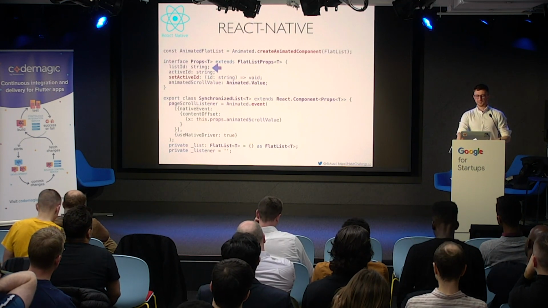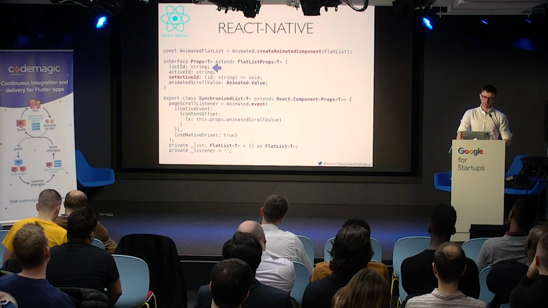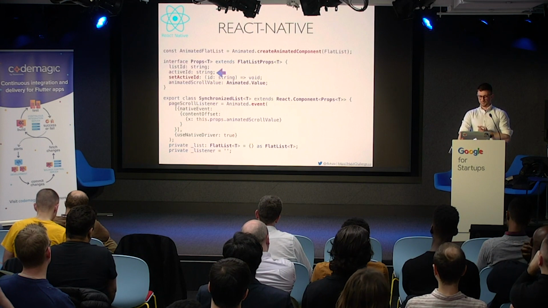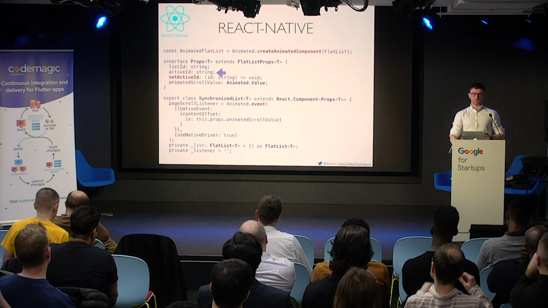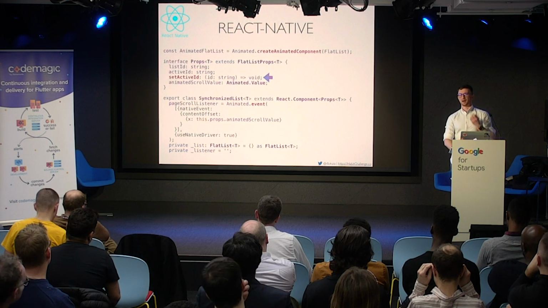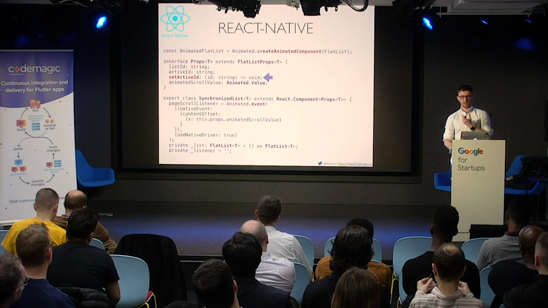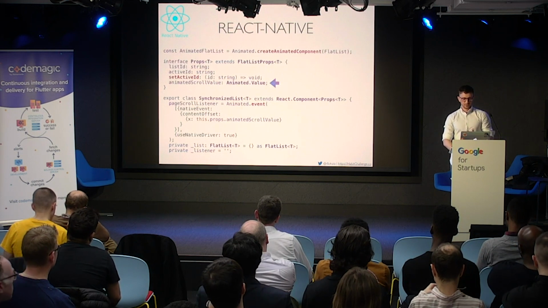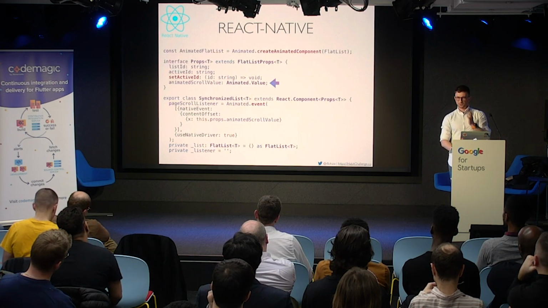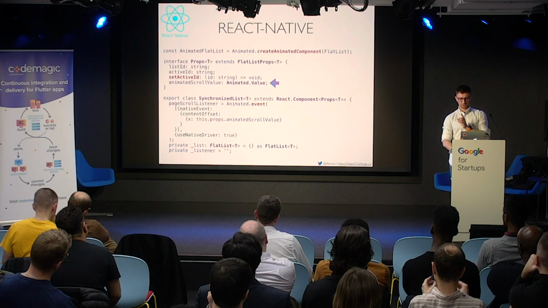So I created a synchronized list, a widget, that gets unique list ID as a property, active list ID as a property, and also set active ID as a callback to set current list that is currently active, that is scrolling. And the final parameter is animated value. So this is the value, the position of a scroll, of active scroll.